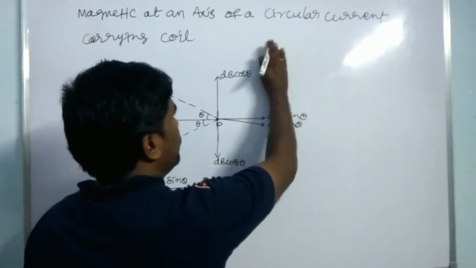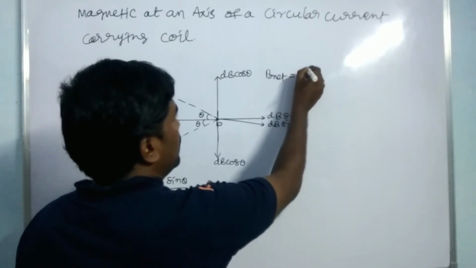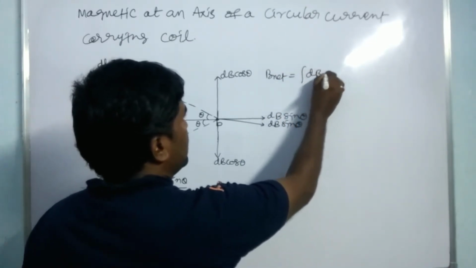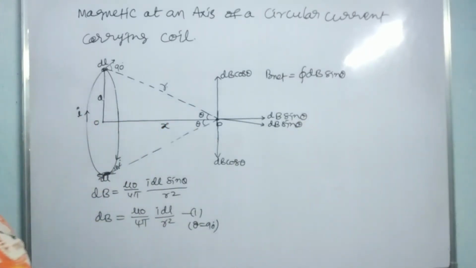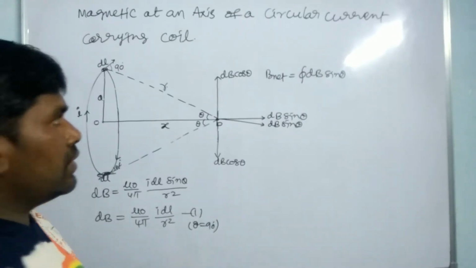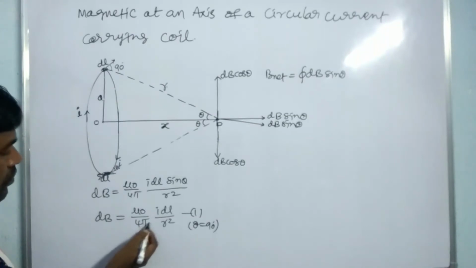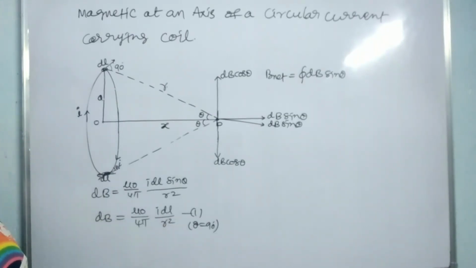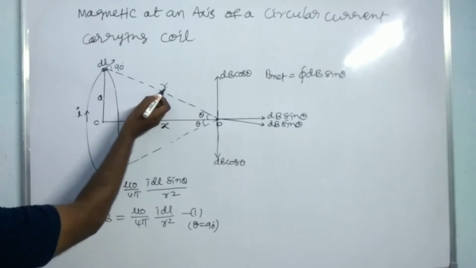The net magnetic field, B net, is equal to the integral of dB sin theta throughout the circle. Circle integral of dB sin theta. Clear? Where dB is already defined by us, that is mu naught by 4 pi I dl by r square. Where r is nothing but here. So this r can be found out by us.